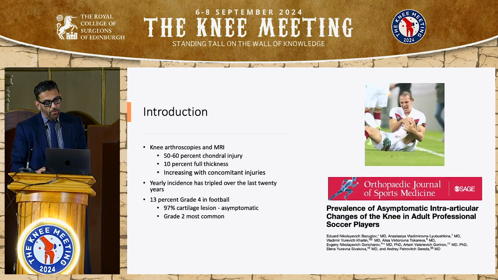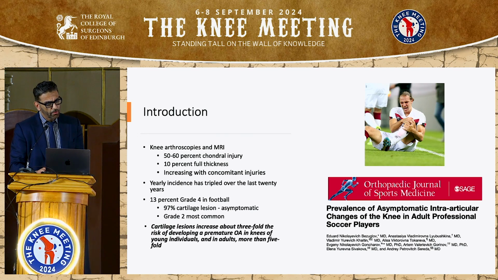We also know that cartilage injury is common. After an ACL injury, 50% of patients have cartilage injuries. At the time of arthroscopy, Curl's study showed 10% had full thickness defects. This study out of Russia did MRIs on all these soccer players and showed that in high-level athletes, 97% had asymptomatic cartilage lesions. Grade 1 and 2 were the most common.